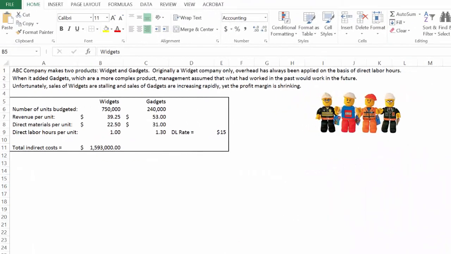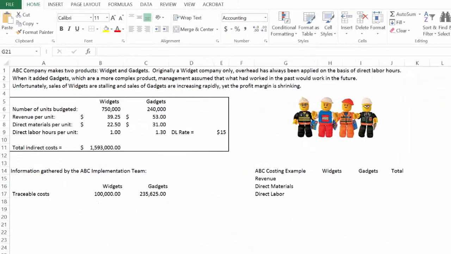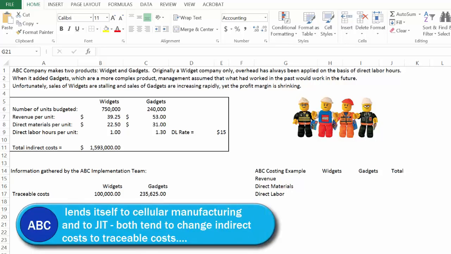The management team has put together a team of people from different departments, different functions throughout the company. They've brought them in, they've explained activity-based costing and the benefits to them, and they've asked them to go out and find us more information. The first piece of information that they found was that because we have teams of people that work only on widgets and teams of people that work only on gadgets, there are quite a few costs that are actually traceable to widgets and gadgets directly that had been part of the overhead in the past.